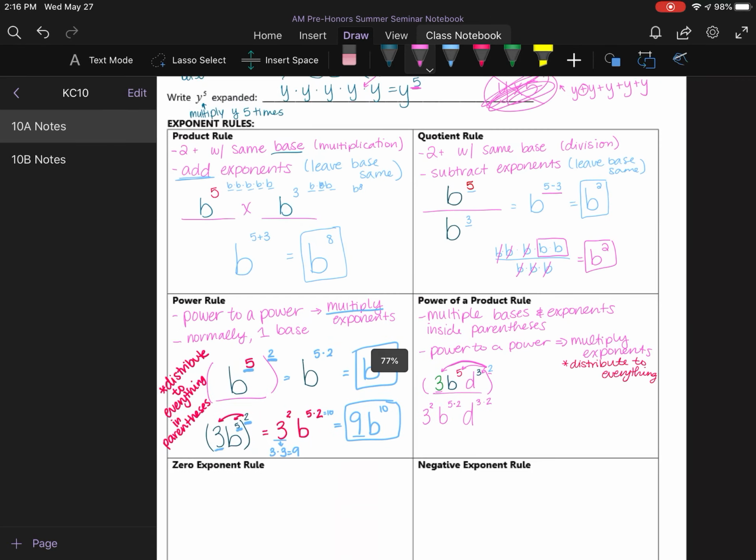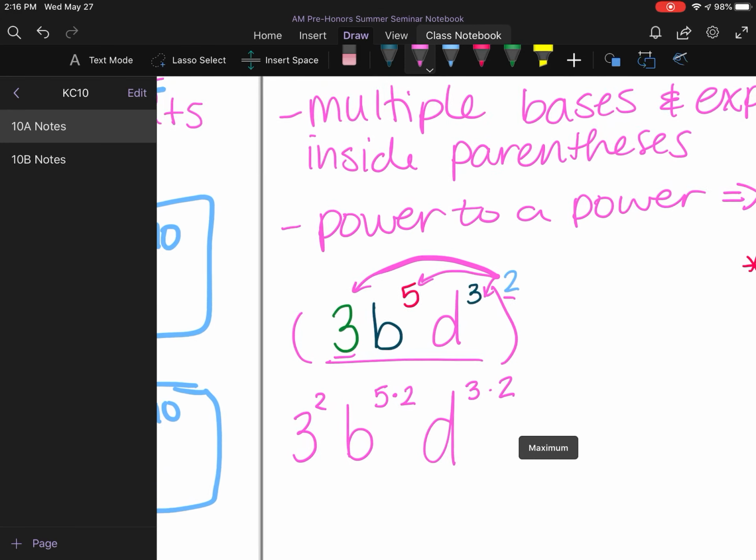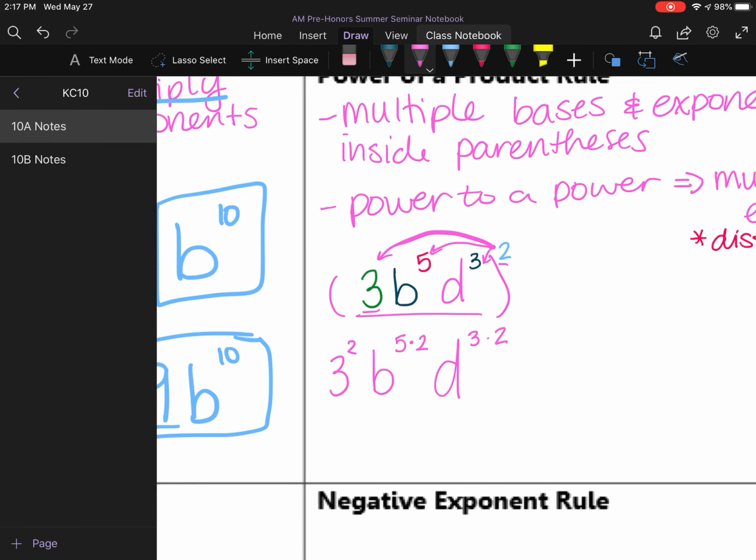So the difference, going back to the product rule, is you had two separate things that had the same base. That's when you add the exponents. With this thing, there's not two separate things with the same base. There's just one, but it has an exponent, and then that has its own exponent. So that kind of changes it. So that's why we do multiplication with this one.